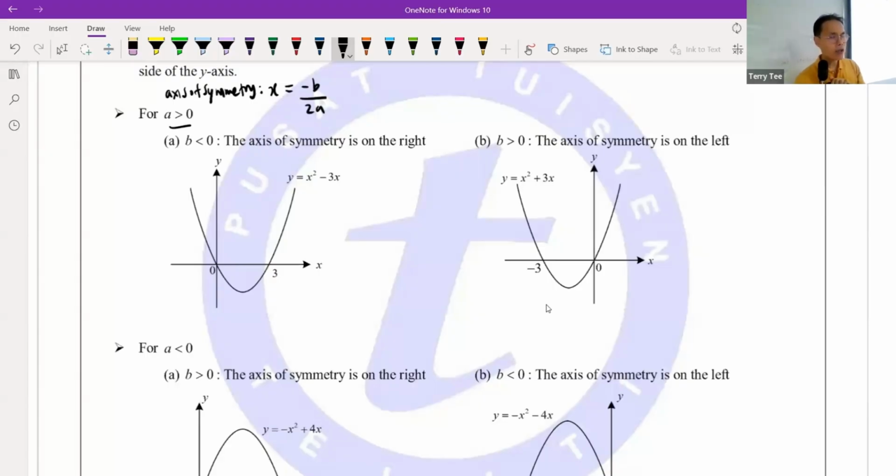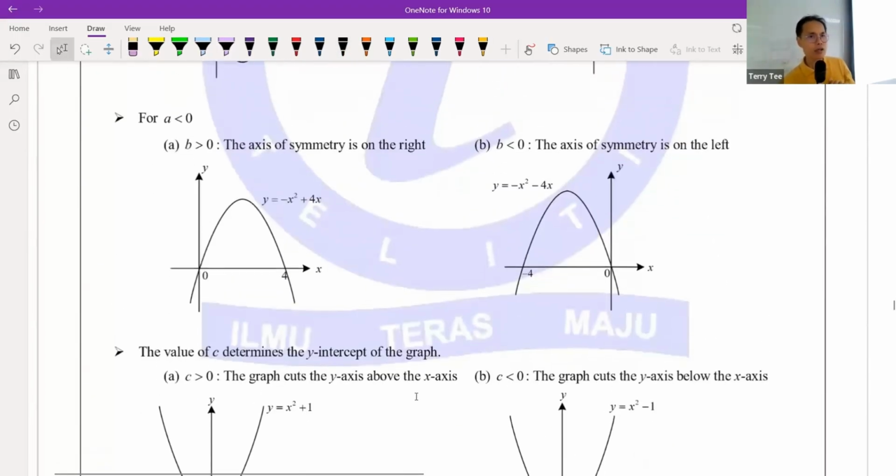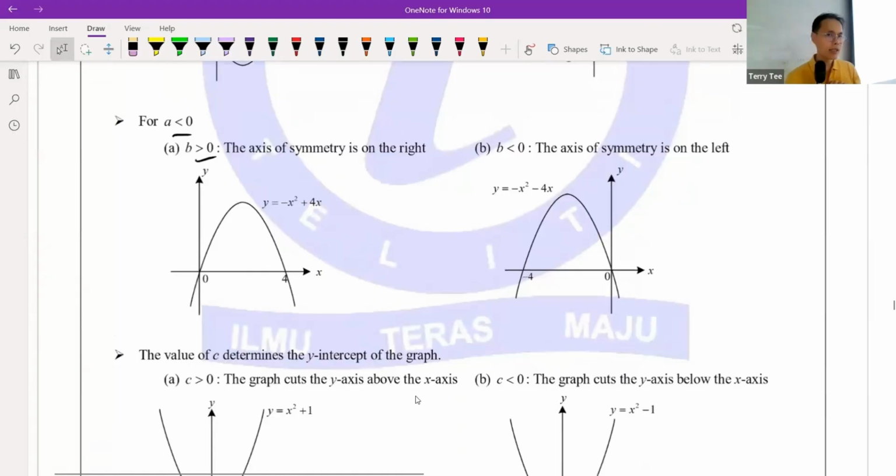When your A is more than 0 and your B is less than 0, if your A and B have different signs, one positive, one negative, the axis of symmetry is on the right. If A is positive and B also positive, then your axis of symmetry is on the left. If they have the same sign, it's on the left. Similarly, A less than 0, B more than 0, they have different signs, your axis of symmetry should be on the right. Same sign, both negative, axis of symmetry on the left.